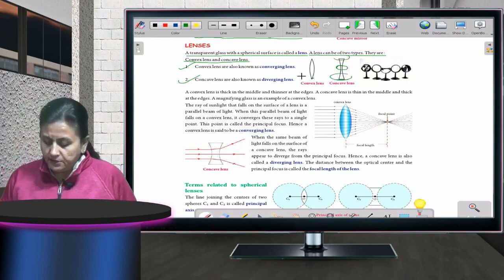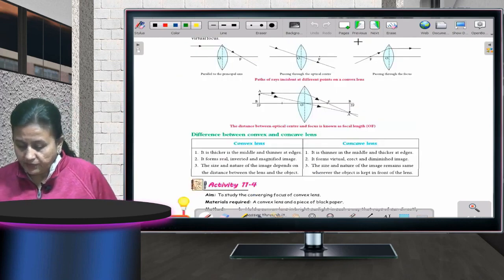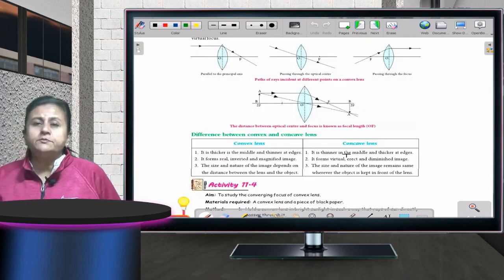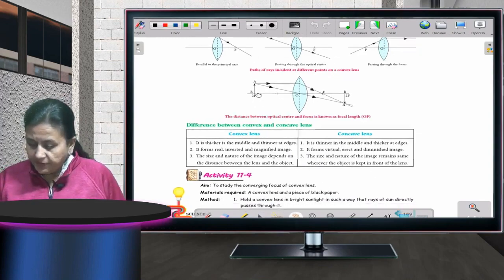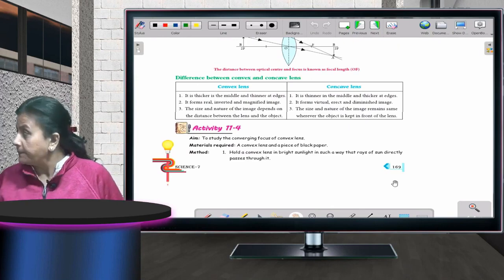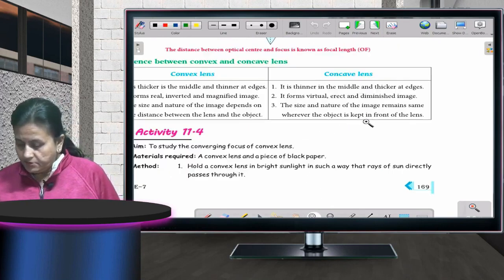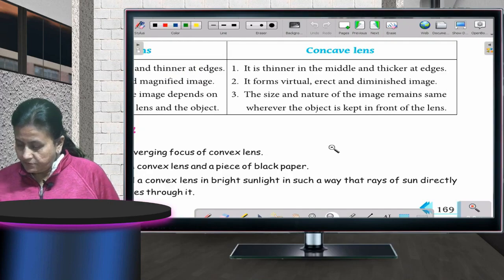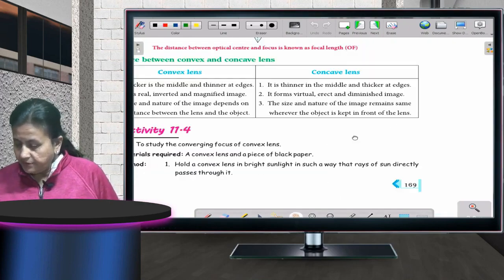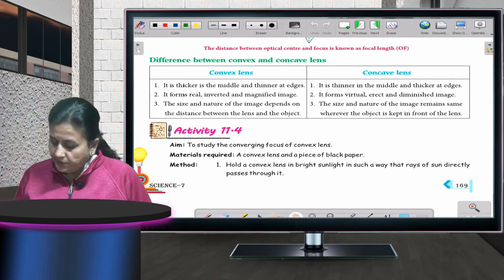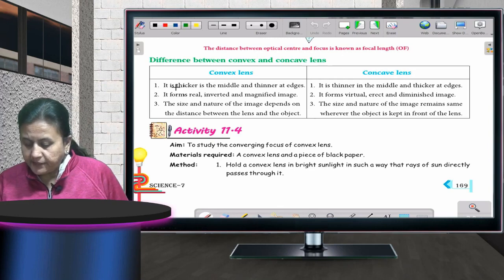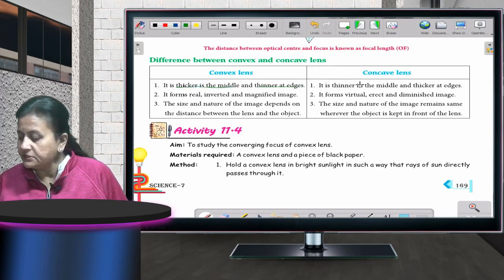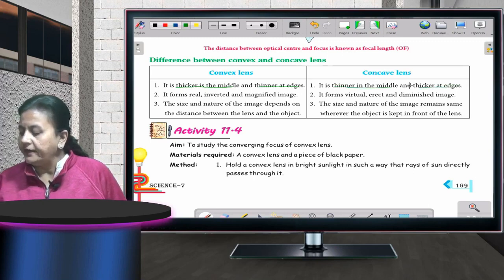Fine, children. Now I'll tell you the difference between convex and concave lens. Can you see all this on your screens also? Fine. Now this is very simple. As I told you, convex lens is thicker in the middle and thinner at the edges. Opposite of it is concave, it is thinner in the middle and thicker at edges.